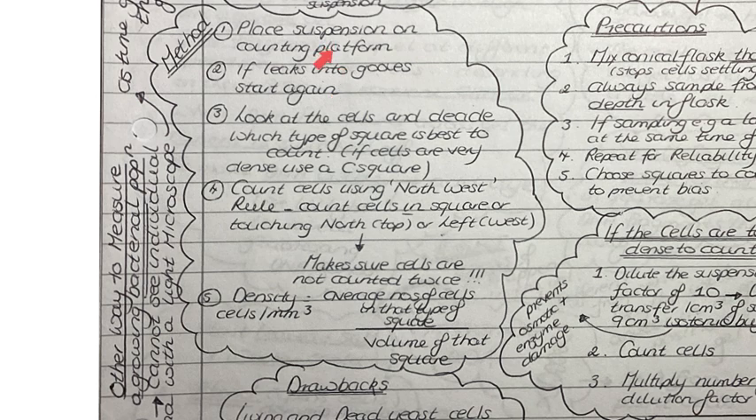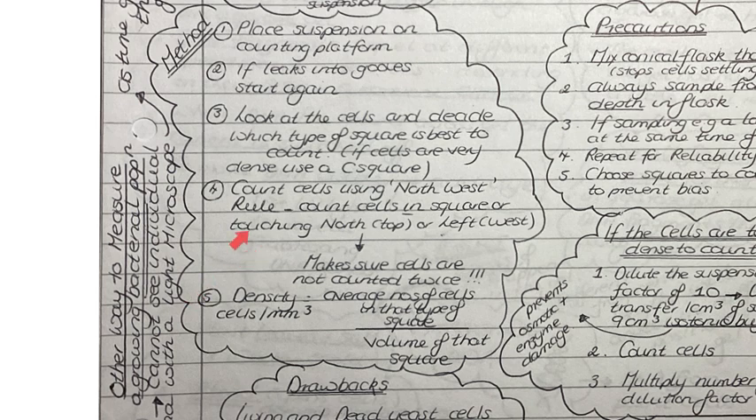So you put some of the suspension on the counting platform, and then you look at the cells underneath the light microscope and you decide which type of square is best to count. If the cells are very, very dense, you'll need to use a type C square. If there are very, very few yeast cells when you're looking down the microscope, you might have to use an A square. So you need to look down and see what they look like, and that helps you to decide what square you're going to use.